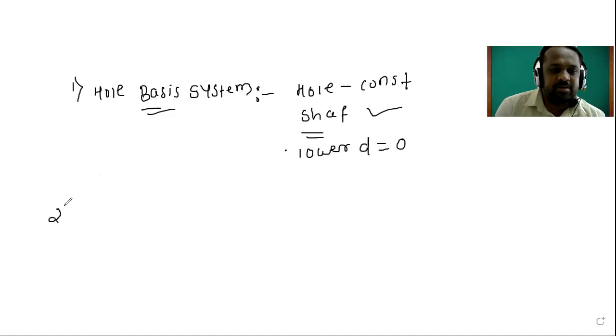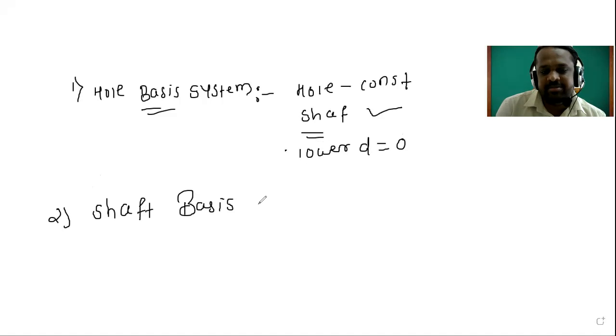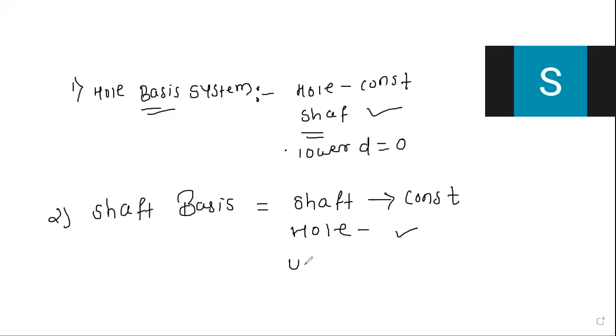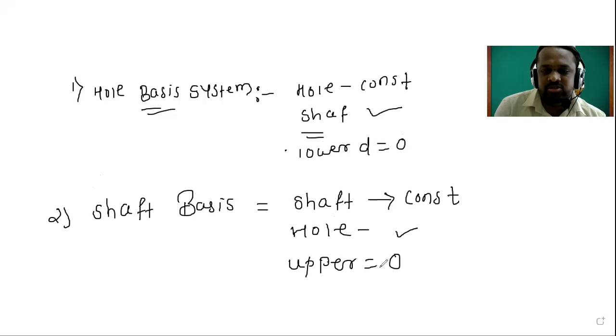And what is meant by the shaft basis system? In the shaft basis system, the shaft size is kept constant, and the size of the hole is varied. Which deviation is kept as zero? The upper deviation is equal to zero.